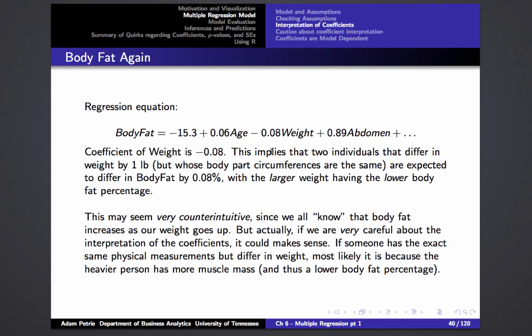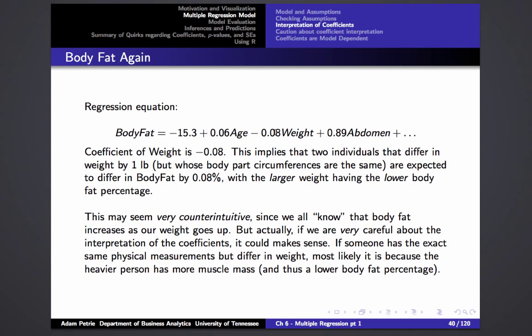Okay, one more example with the body fat. We see that the coefficient of weight is minus 0.08. So what that means is that two individuals that differ in weight by 1 pound, but who are otherwise identical in terms of age, abdomen circumference, etc., are expected to differ in their body fat percentages by 0.08%. Since it's negative, the person with the larger weight is expected to have the lower body fat percentage.